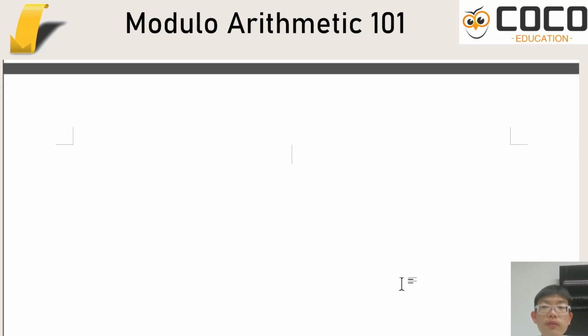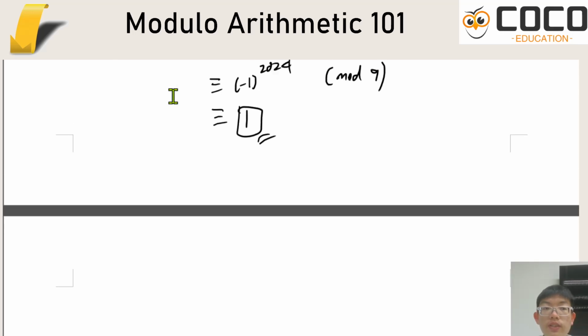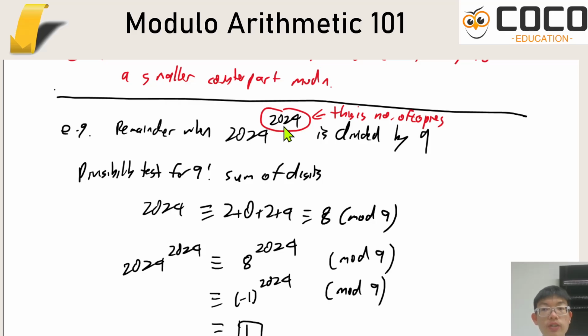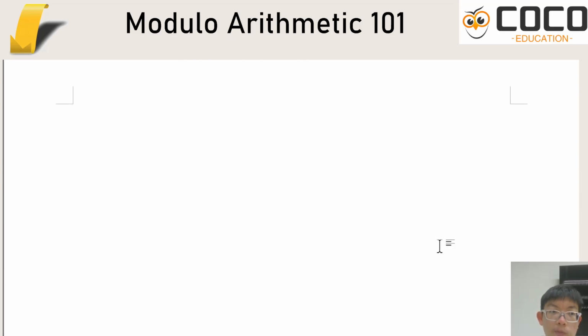Modular arithmetic hinges on modulo what. So if I were to say 2024 to the power of 2024 is divided by 9, well, you can also divide it by other stuff. And modular arithmetic also explains why a few of these mods behave well enough that they give me divisibility tests. So they explain divisibility tests.